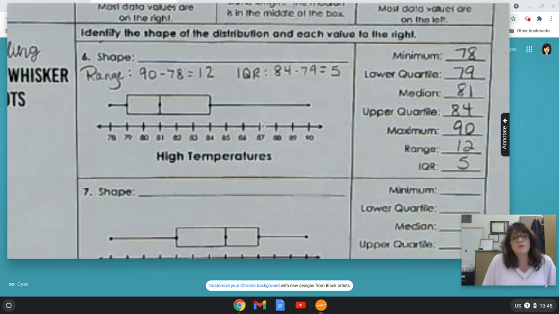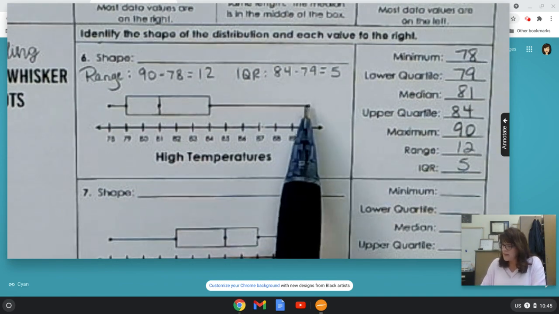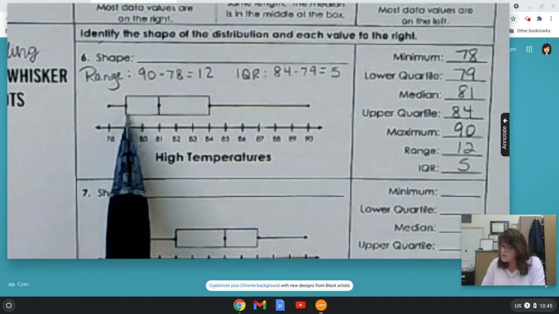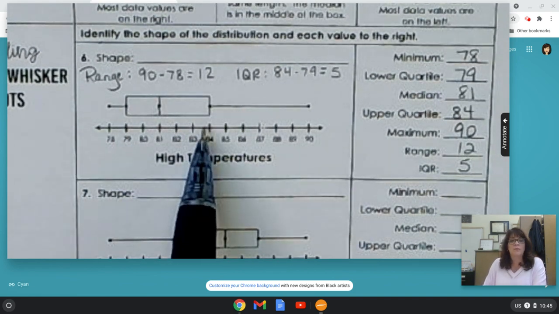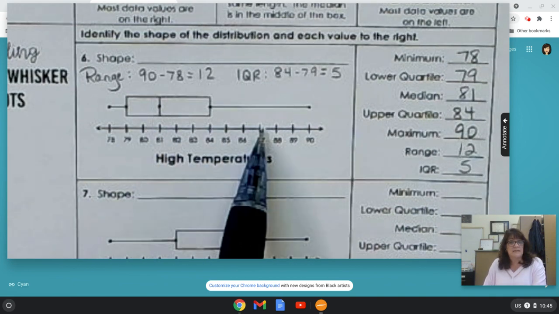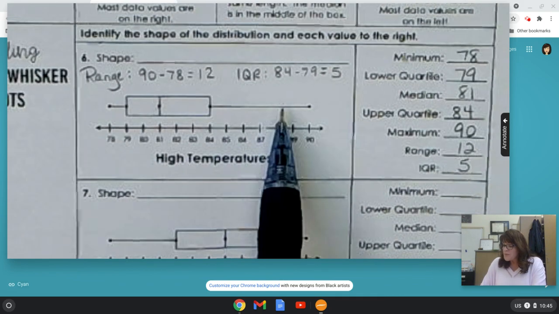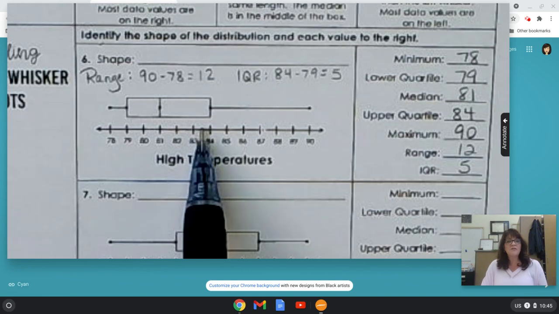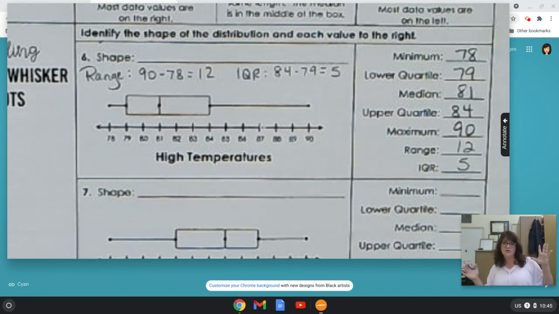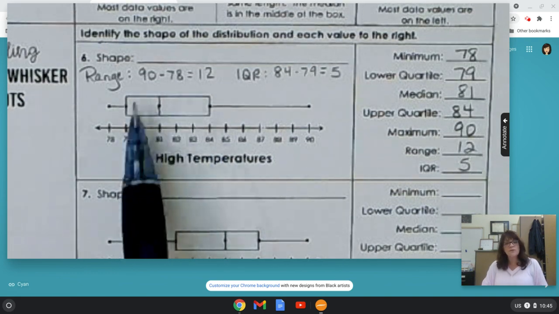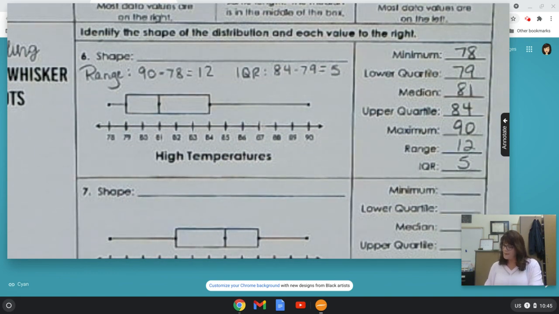Now, these are high temperatures. We don't know where and we don't know when. But look at this. 90 is extreme for them. They're almost always between 79 and 84. I'm pretty sure these are the temperatures of heaven because this is amazing. But you guys see where you can say, oh yeah, well, it's probably going to be 79 to 84. That's a normal range for them. That is why we use interquartile range. Okay?